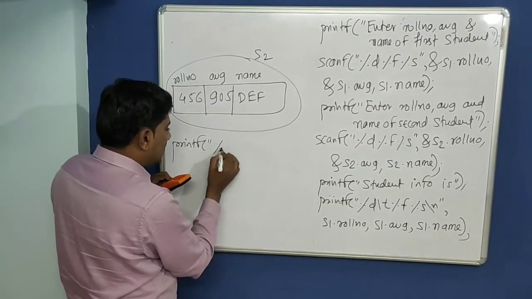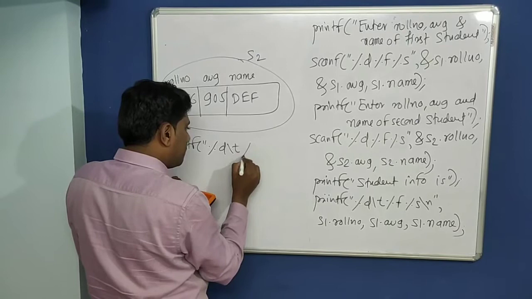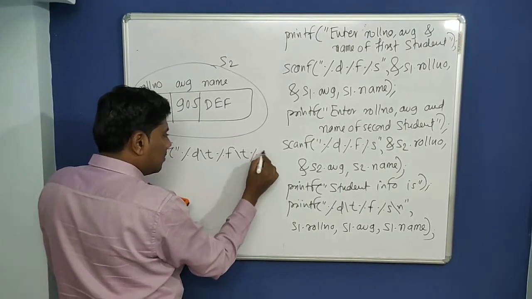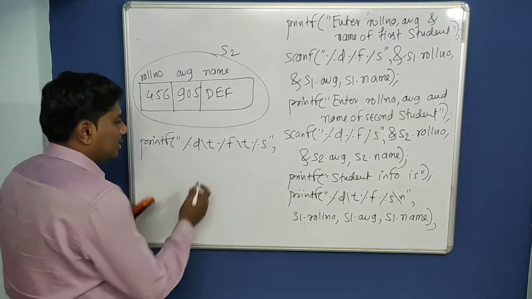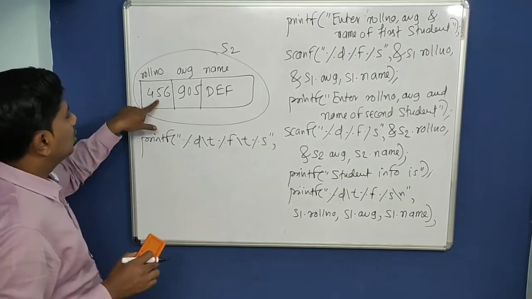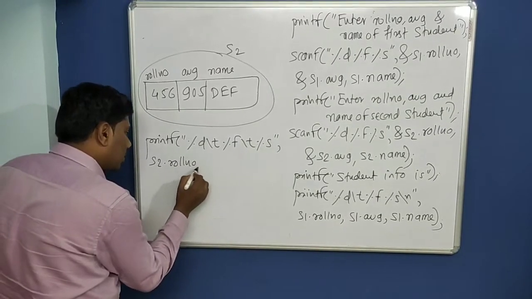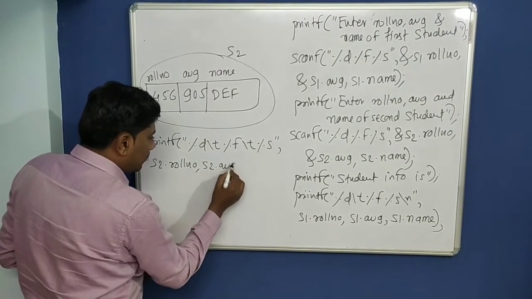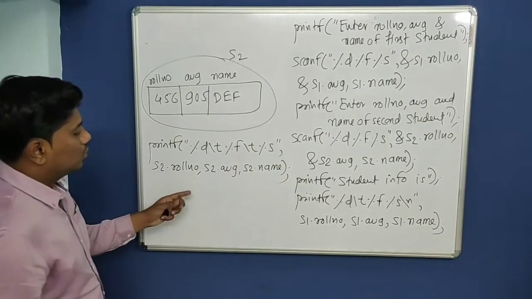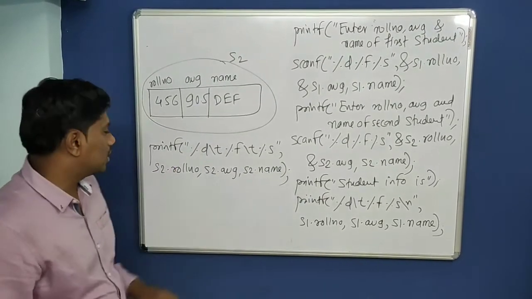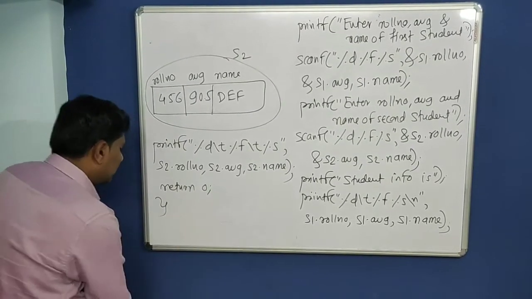Okay, so see %d, then I want a space there, so \t, then %f\t, %s. Now after this we are not going to print anything, so \n is not required here. Where the roll number of the second student is present, S2 dot roll number. Where the average is present, S2 dot AVG, and where the name is present, S2 dot name. Getting? So with this we have printed the information of the second student. Okay, and then the final statement return 0 and then complete main.